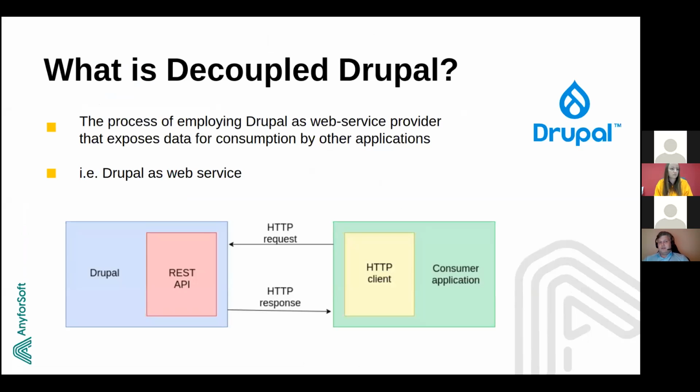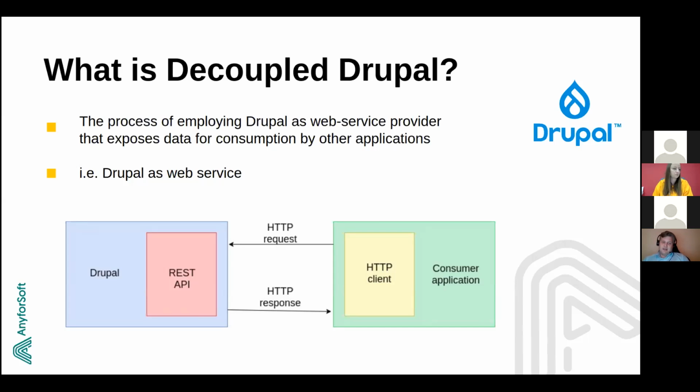In a few words, the decoupling of Drupal is a process of employing Drupal as a web service provider that exposes data for other applications. It could be one application or multiple applications at the user end. In other words, we can talk about Drupal as a web service.